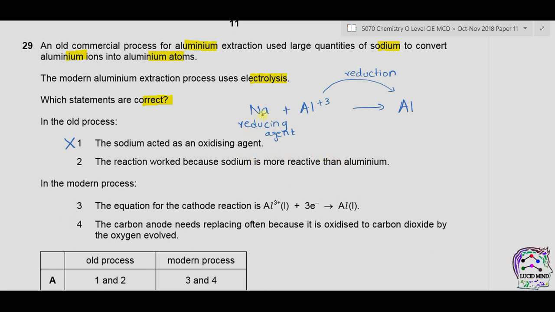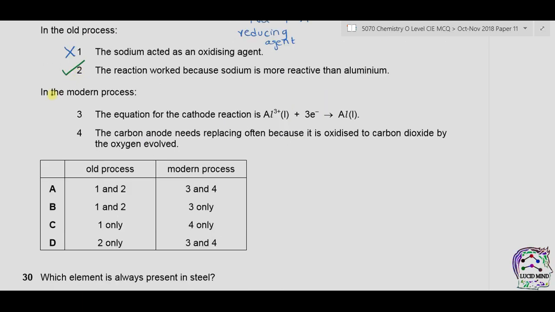This is true because sodium is higher in the reactivity series as compared to aluminum. So sodium will lose electrons and aluminum will gain electrons. In the modern process, the equation for the cathode reaction is Al3+ plus 3 electrons gives aluminum liquid. Now we know that at the cathode reduction takes place, and reduction is the gain of electrons. As Al3+ is gaining electrons, this is true.